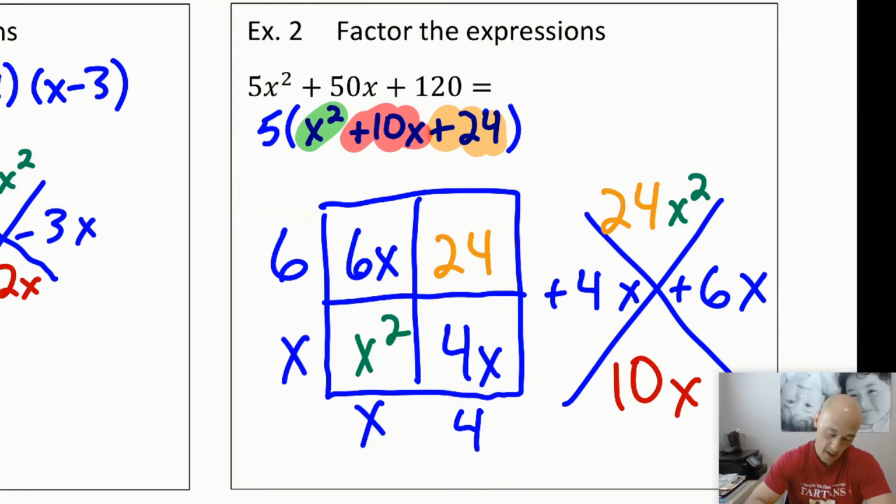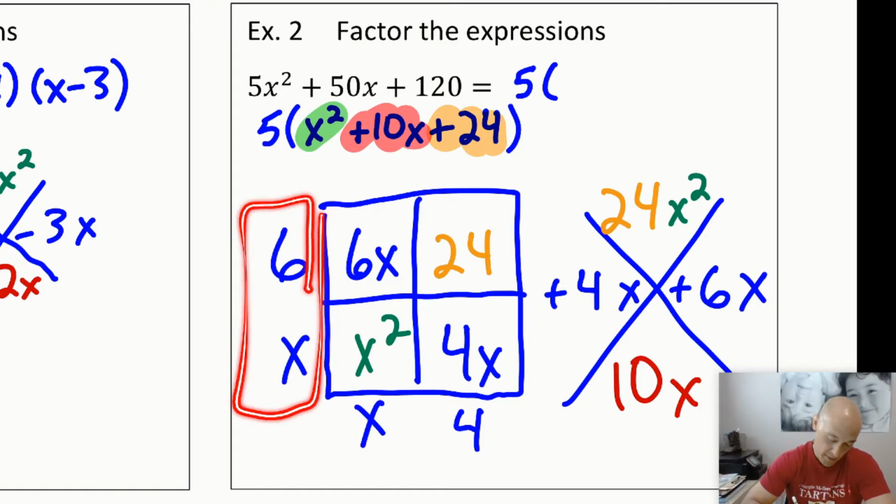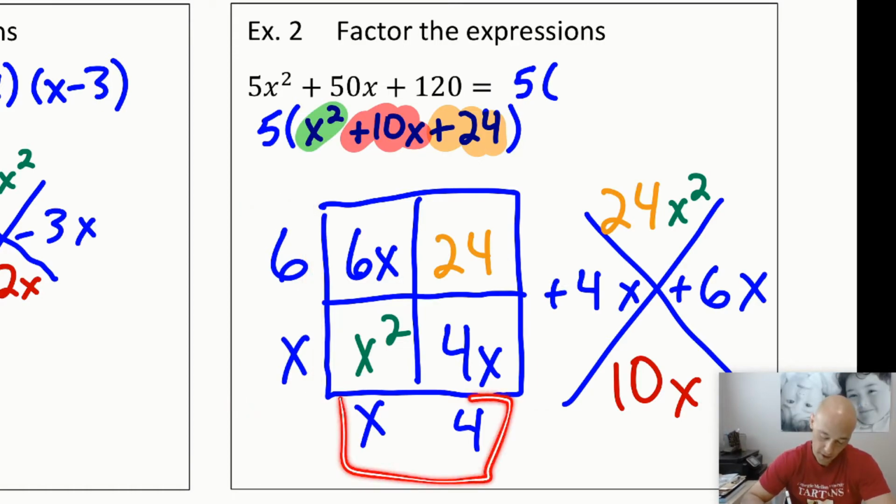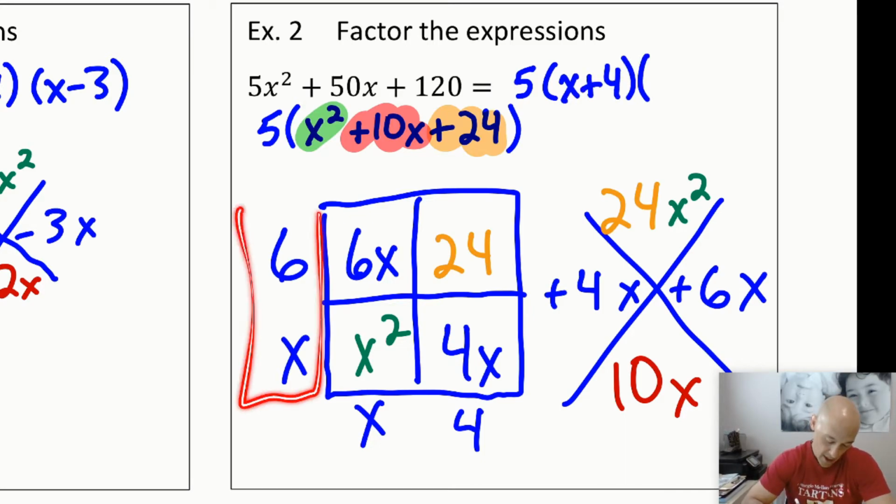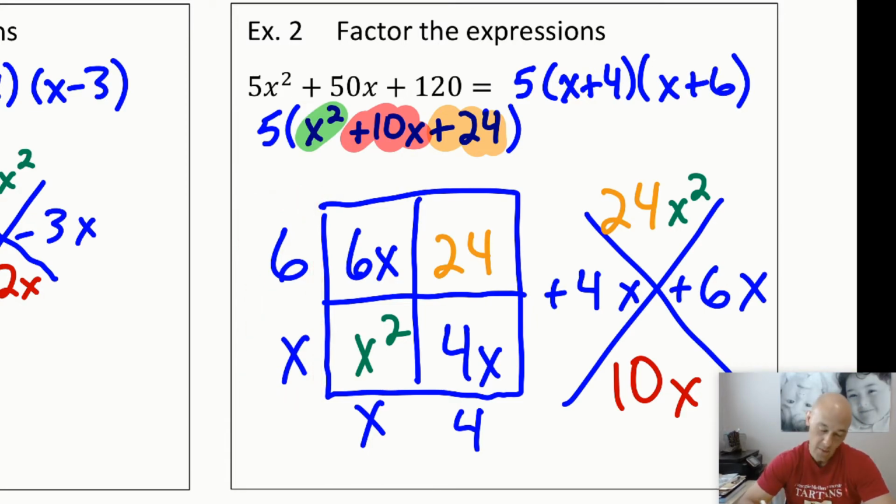Yes. Awesome. So again, we need to make sure that we remember that we factored this 5 out. So it's 5 times the quantity x plus 6, and we can actually do this one first, x plus 4. It doesn't make any difference because we're multiplying those two quantities, and we can change the order of multiplication, so it doesn't matter which we put first. So we have factored the original expression like that.